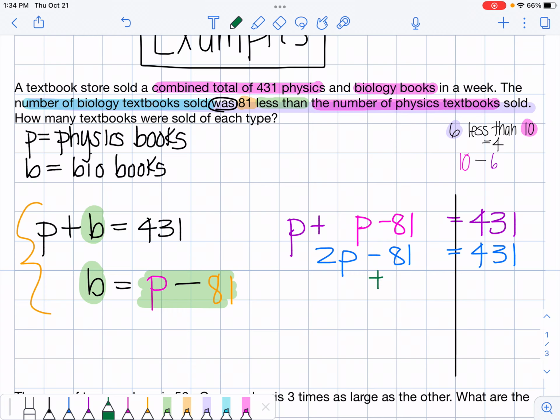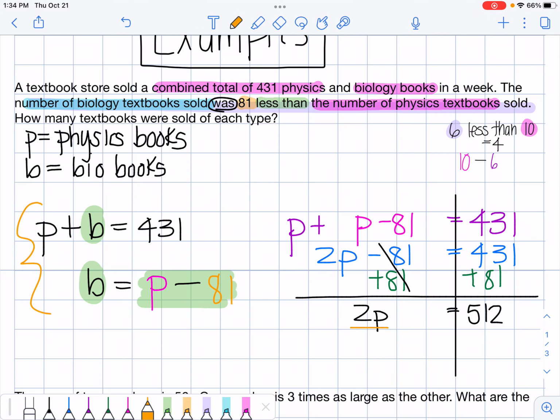I have to get p on a side by itself. First thing I have to do, add 81 to both sides. I do that. Feel free to use a calculator. 2p is equal to 512. Now I have to get p on a side by itself. I have to cancel out this 2. So to get rid of this 2, I'm going to divide, because remember this says 2 times p. To undo multiplication, you have to divide. I'm going to divide both sides by 2, so I end up with p is equal to 256.